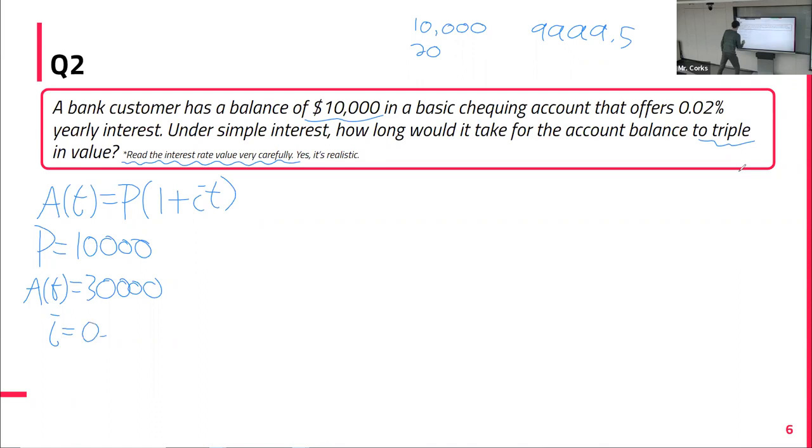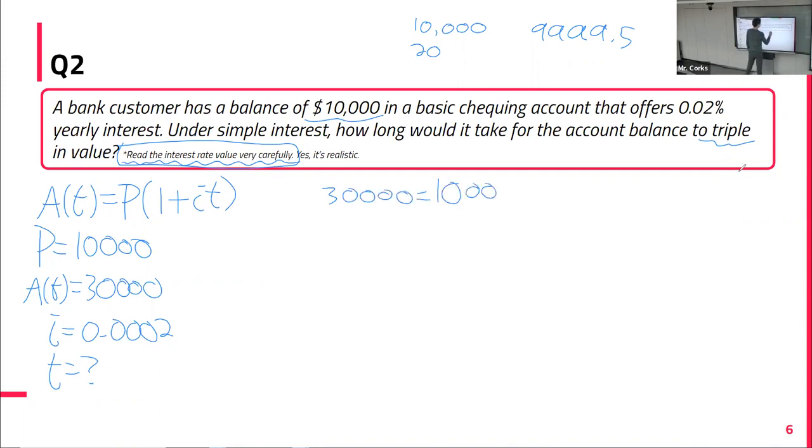Okay, 0.0002. So it's 0.02%. To turn that into just a regular number, a decimal, we add 2 more decimal points there. So like I said, read that very carefully. I'll talk about that in a moment when we finish. And the rest, we just want to know what our time is. So put all the parts in.